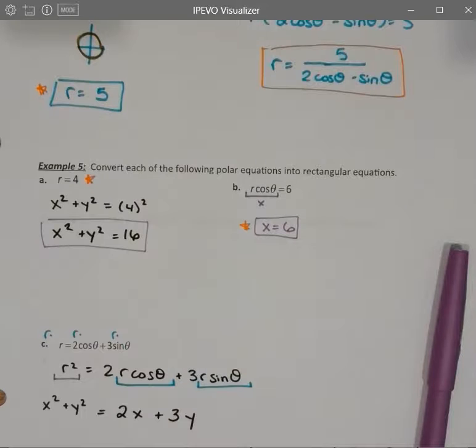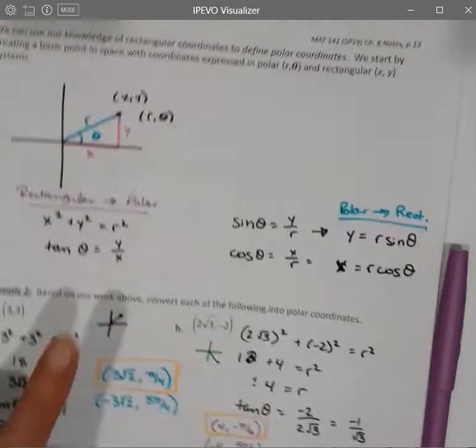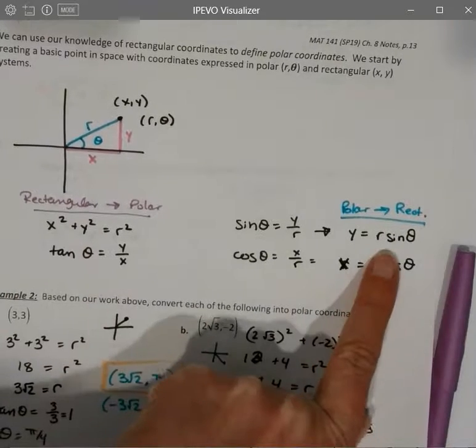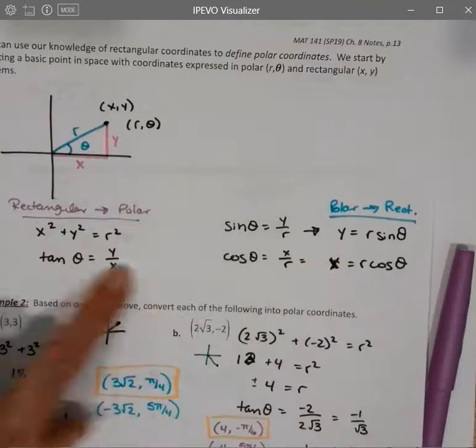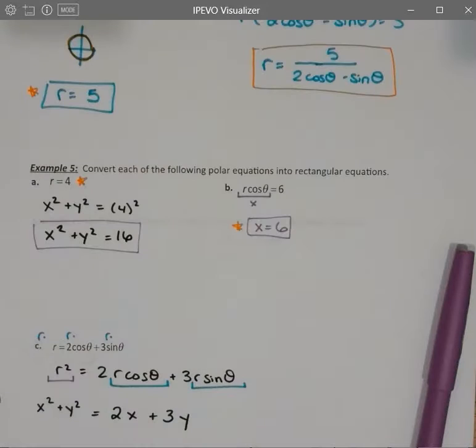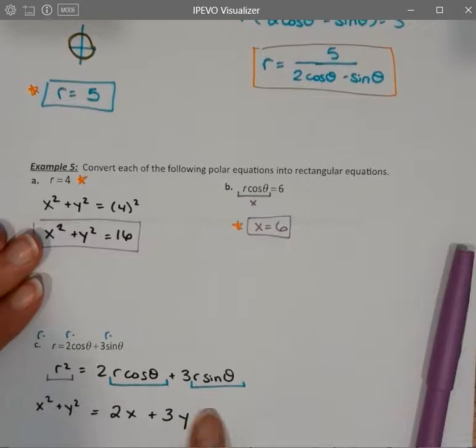And again, those definitions we are just pulling from our previous page where we defined r squared equals x squared plus y squared, r times sine theta is equal to y, and so forth. Those things that we converted coordinates with are the exact same equations that we're using to convert equations with in the previous page.